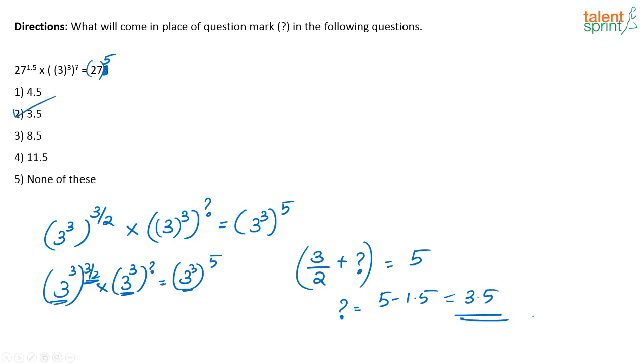See, when 27 is represented as 3 cube, all the numbers are the same. So 3 cube whole to the power 3 by 2 into 3 cube whole to the power something is equal to 3 cube whole to the power 5. I am just equating the powers, so I get 3 by 2 plus question mark is equal to 5, and the question mark is 3.5. You can either keep it as 1.5 or convert it to 3 by 2. Many times in questions, converting it like this would be easier, but for this question it is actually immaterial. You can directly keep it as 1.5 and solve.